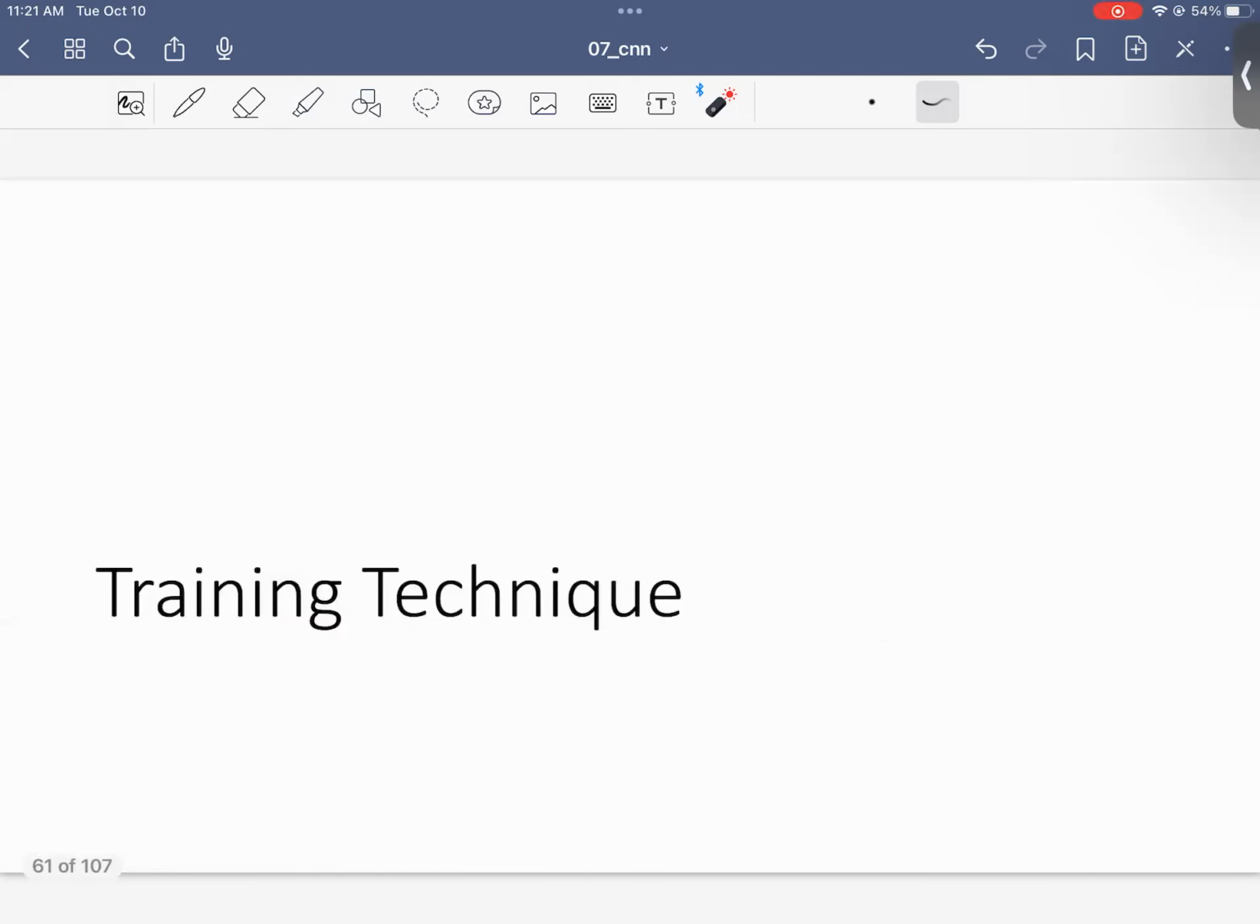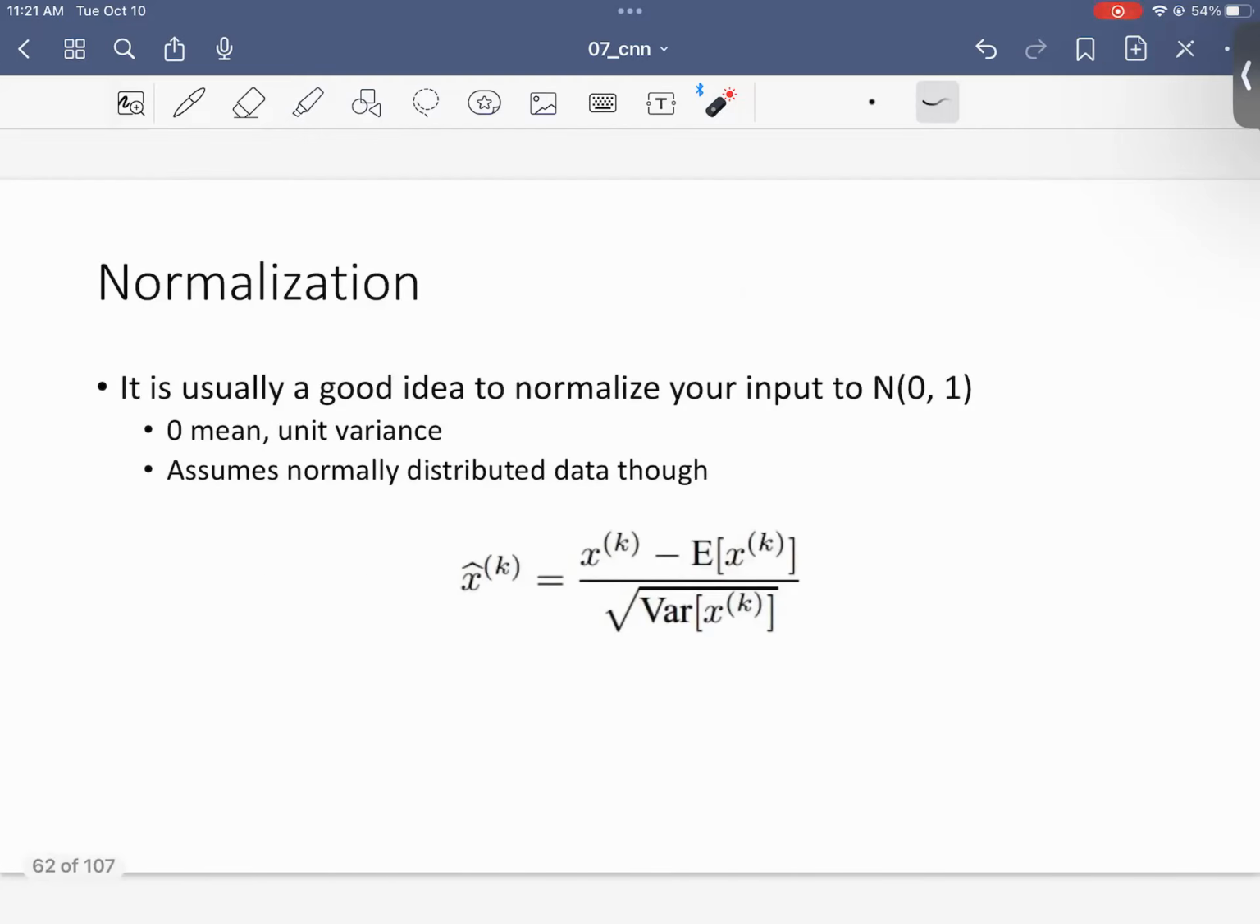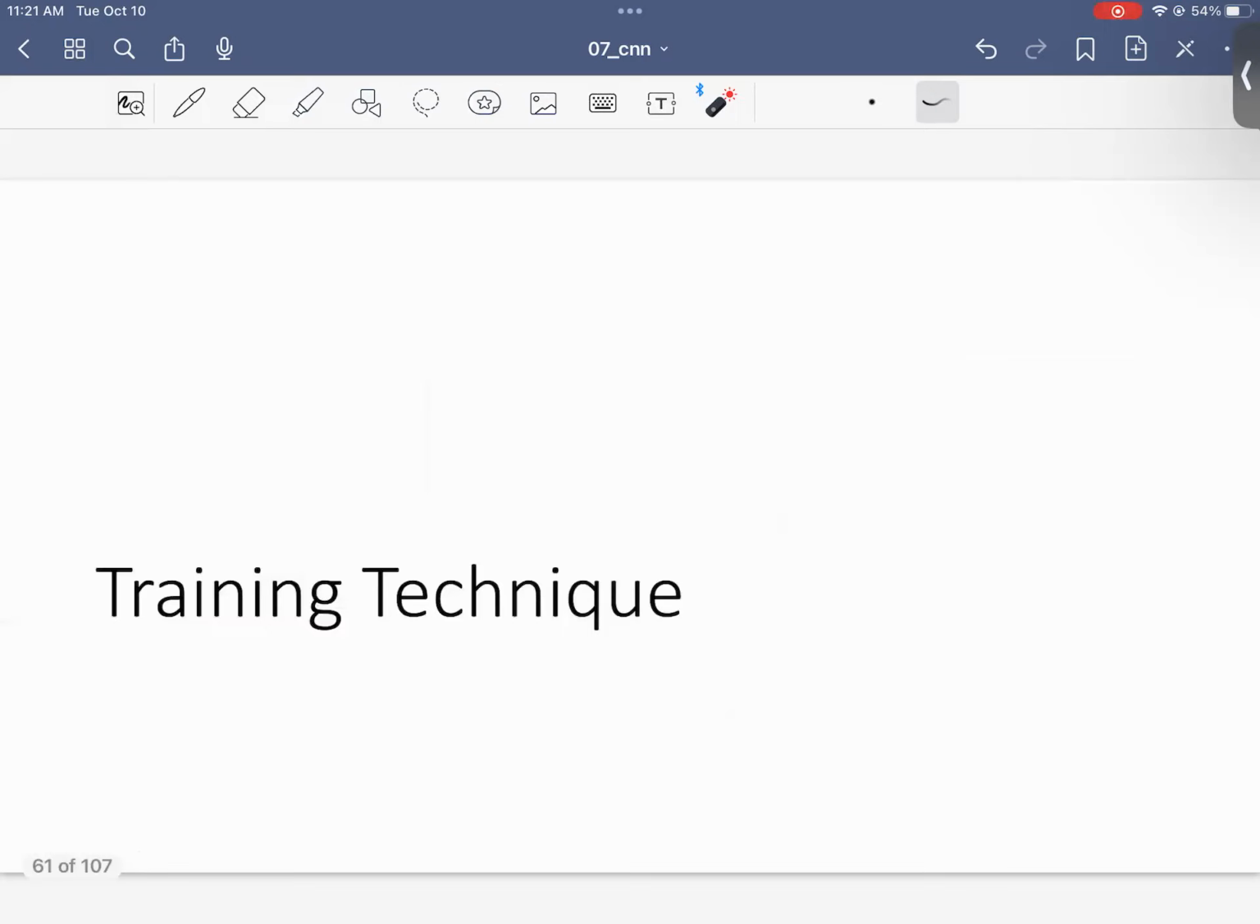Right, so that's all the ConvNet stuff so far. And the training techniques, we'll have to look at some of them, starting with batch normalization. Anyway, before we start with the training techniques, any questions so far?